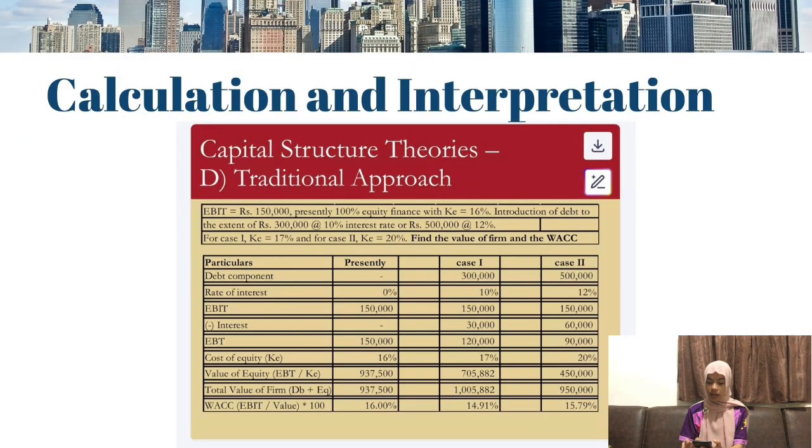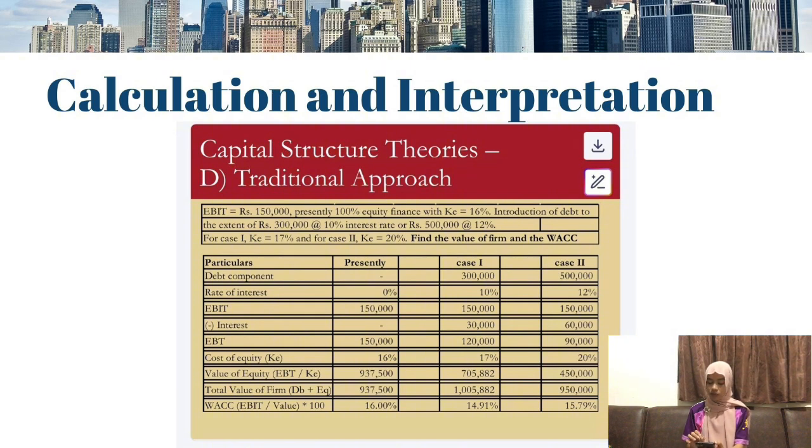So, here's sa ating example for it to be more understandable. Let's just focus once again dun sa mga given na sa ating formula since breakdown talaga itong nakuha nating example. Focus tayo sa debt. Here, sa debt component, we have the present, case 1 and case 2. Sa present, we have 0 debt. In case 1, we have 300,000 debt, and then case 2, 500,000 debt. Then, to have the cost of equity, it is given 16 for present, 17 for case 1, and then case 2 is 20%. That's the cost of equity.